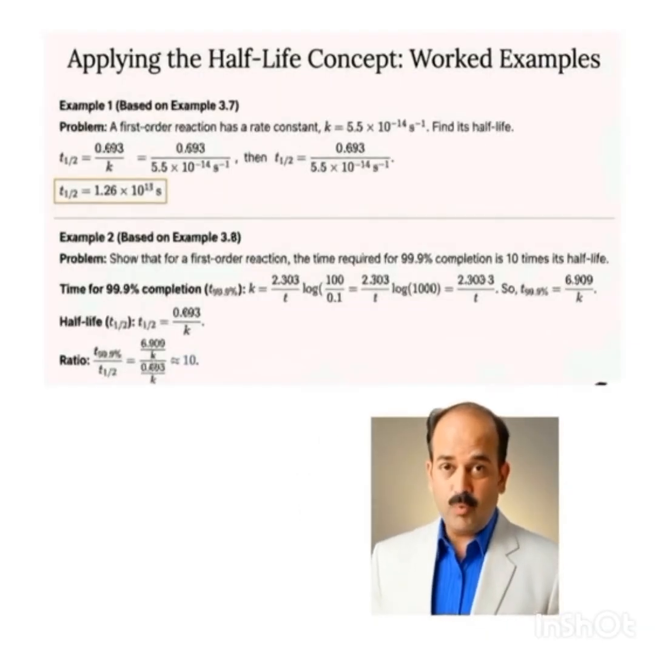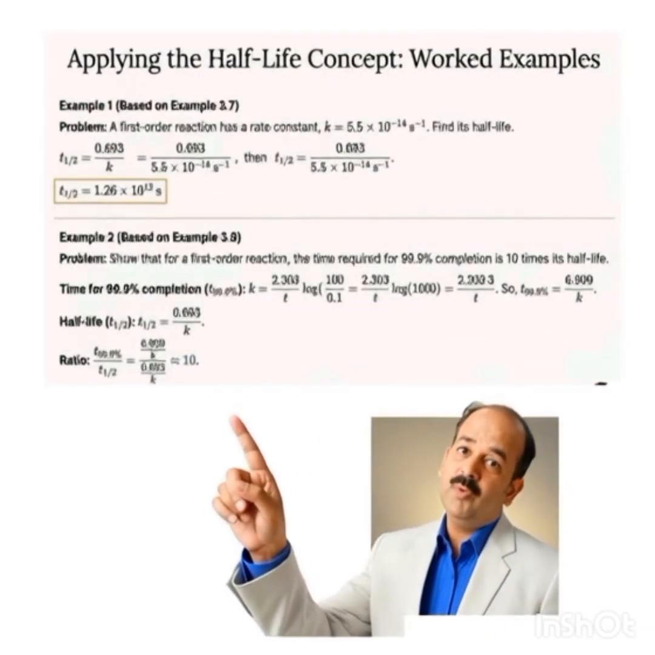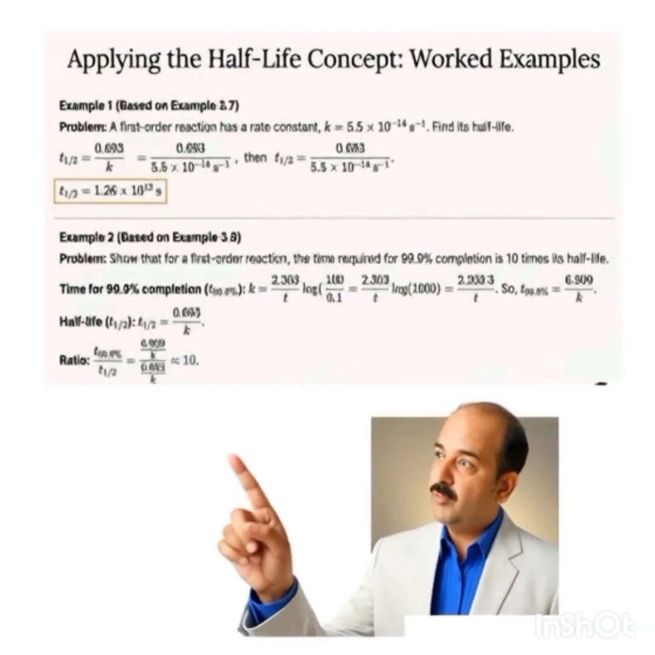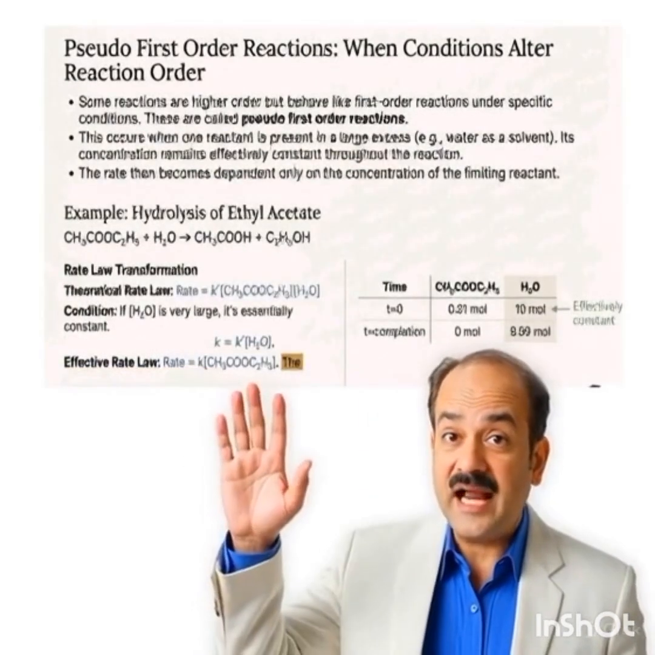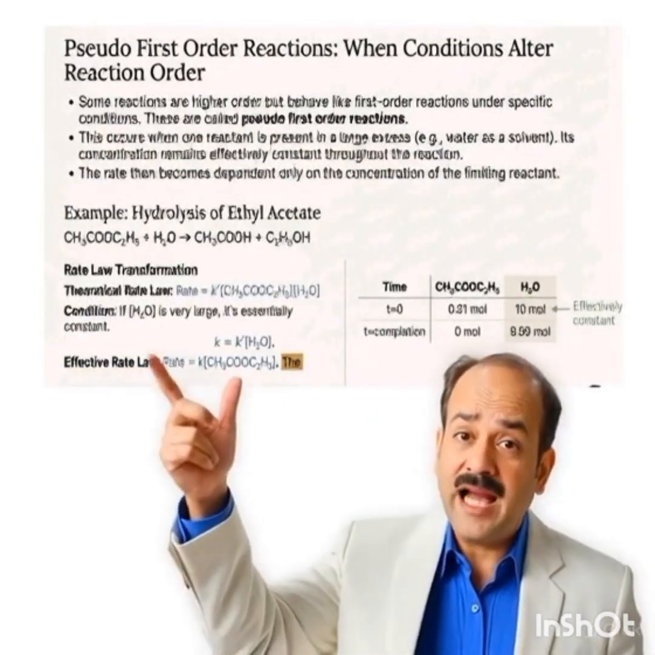Let us look at example 1. The rate constant is 5.5 times 10 to the power minus 14 per second. Let us discuss pseudo-first-order reactions. When one reactant is in large excess, it stays constant. For example, the hydrolysis of ethyl acetate.